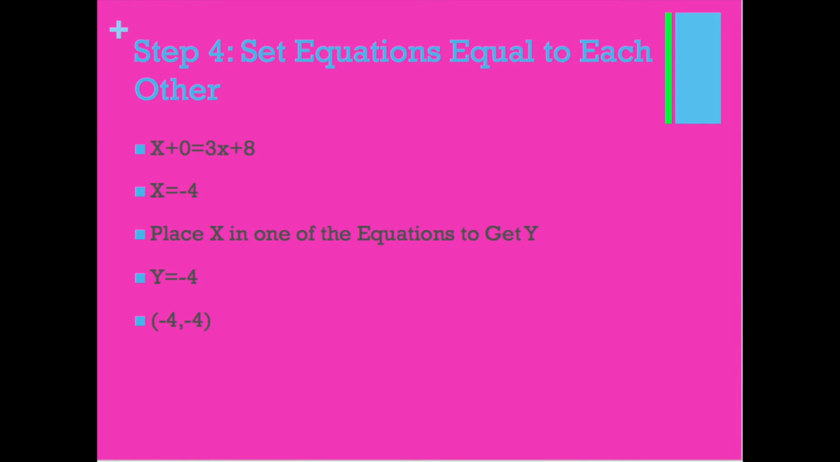Step 4: Set the equations equal to each other. x plus 0 equals 3x plus 8. x equals -4. Place x in one of the equations to get y. y equals -4. The answer, the orthocenter, is (-4, -4).